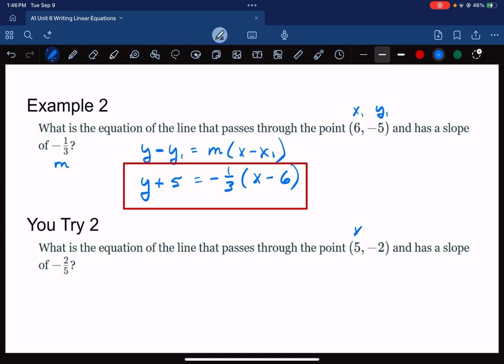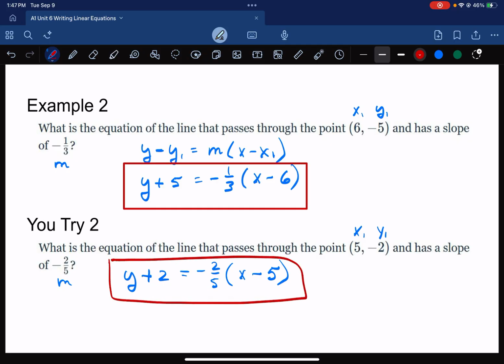Well, here's x1, this is y1, and this is m. So y minus, the y1 value again is negative, so I'm going to put a plus 2. And negative 2/5 for m, and then x minus the x value is 5. There we go.